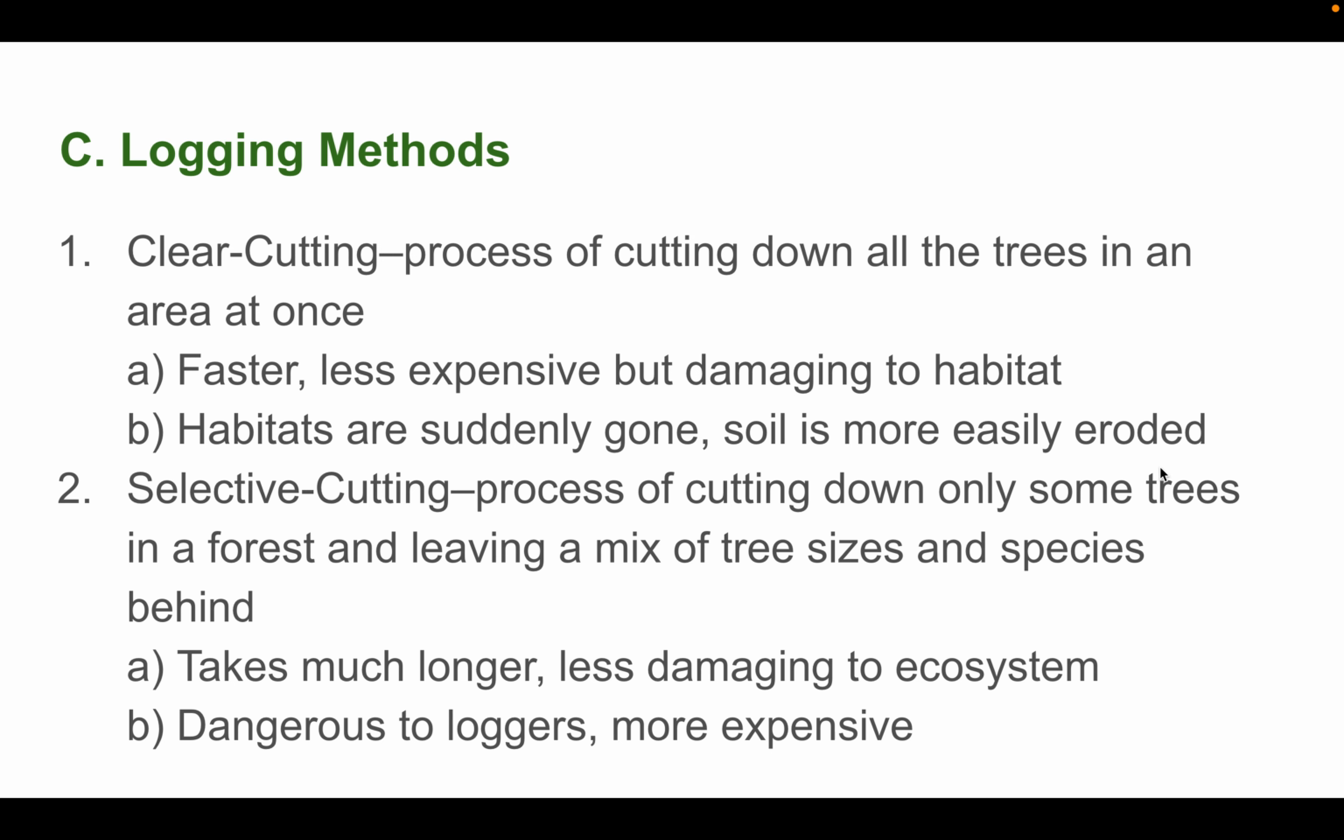Selective cutting means that you're only going to cut down some trees in a forest and you leave behind a mix of tree sizes and species. This is going to take a lot longer and it is less damaging to the ecosystem. But the downside is it's very dangerous to loggers to maneuver through and then also cutting down trees because it could fall the other way. And just getting that equipment in there and out can be more expensive.